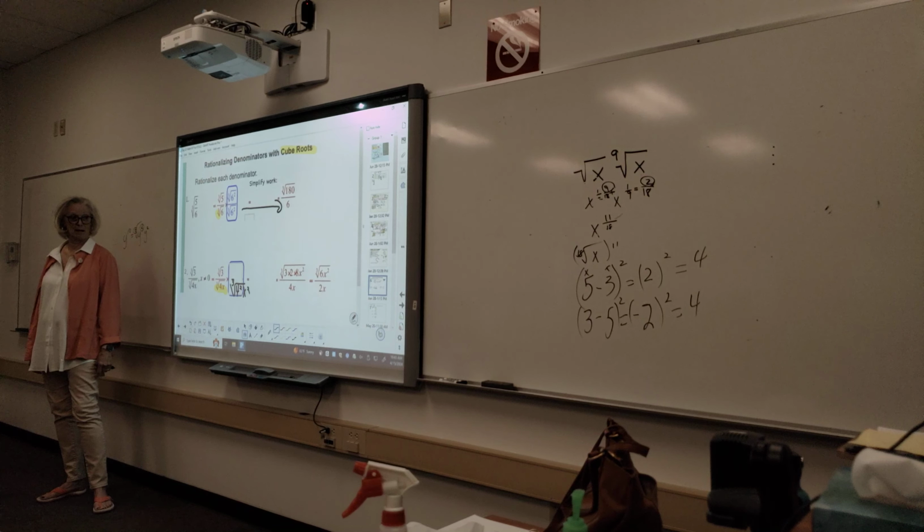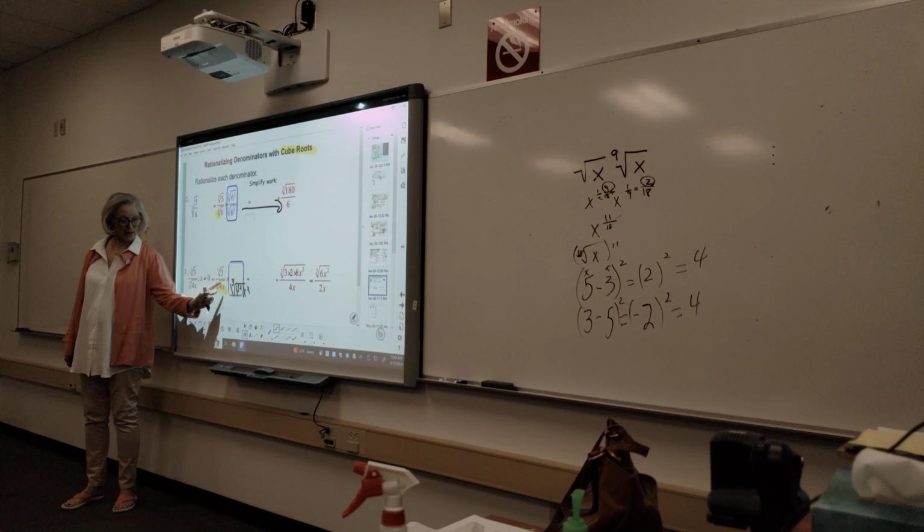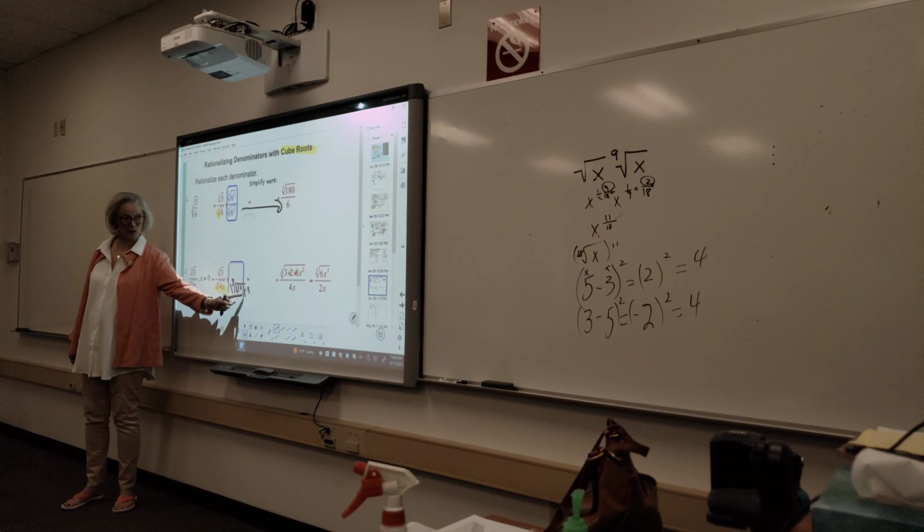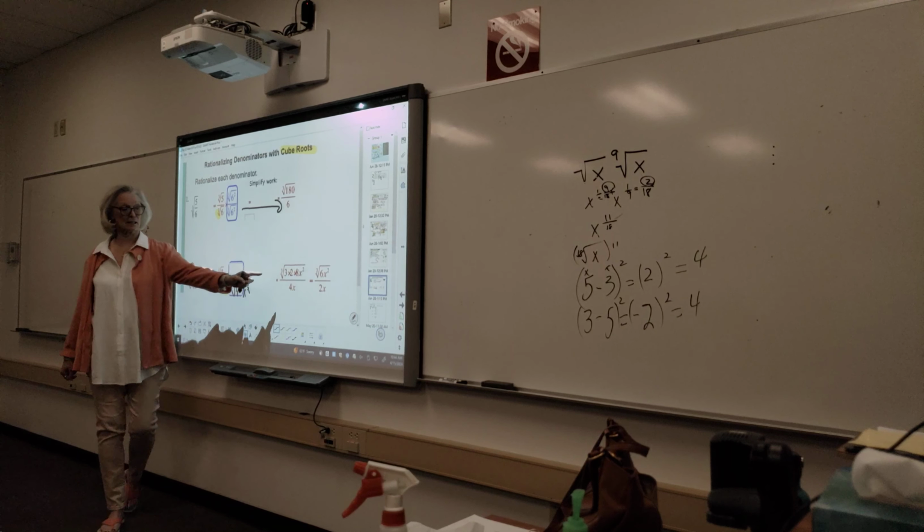Now I got 1 x underneath. How many more do I need? 2. 2 more. Now I have 1x, 2x, 3x. It gets to come out of the radical houses just in that.